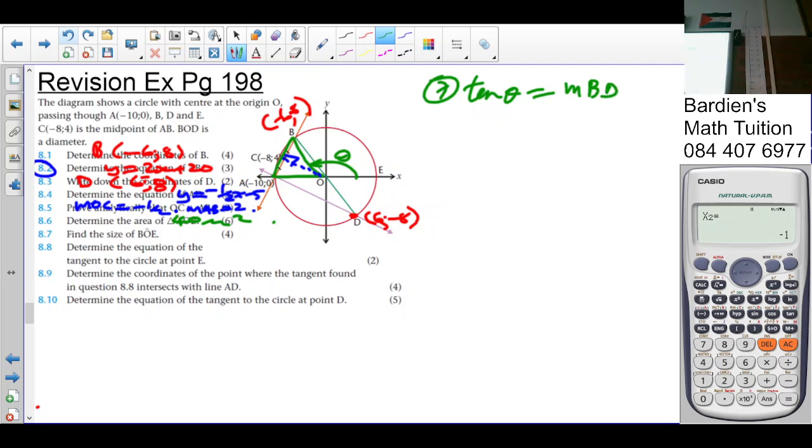Did we work out the gradient of BD already? No. There's this line. We didn't work out this gradient, eh? So the gradient of BD is equal to change in y over change in x. These are the 2 points in question. Okay? So it's going to be minus 8 over 6 minus 6. So that's going to give you minus 16 over 12, which is negative 4 over 3. Check if that's correct.